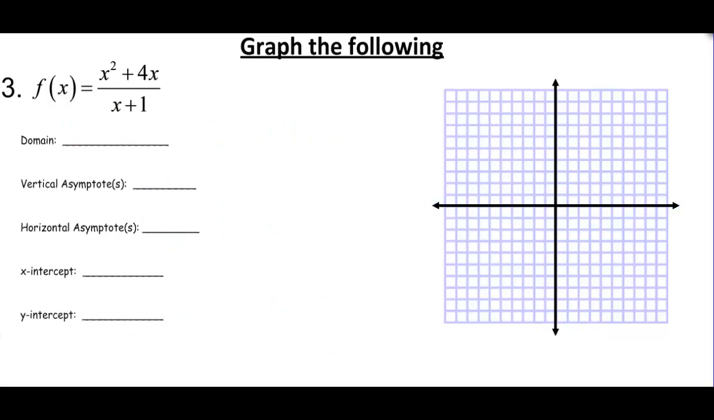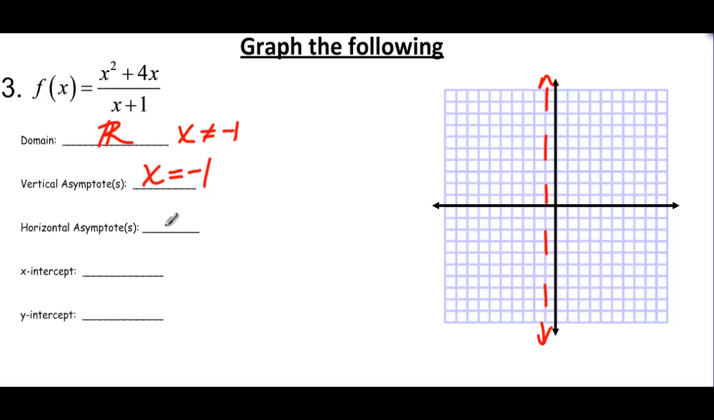Let's look at example number 3. Again, I want to make sure that my denominator is not equal to 0, so that means that x is not going to be equal to negative 1. So my domain is all reals, x is not equal to negative 1. If you can do the math in your head, you don't have to write it out, but just so you know, that means I'm going to get a vertical asymptote at x equals negative 1. So I'm going to put my dashed line here.